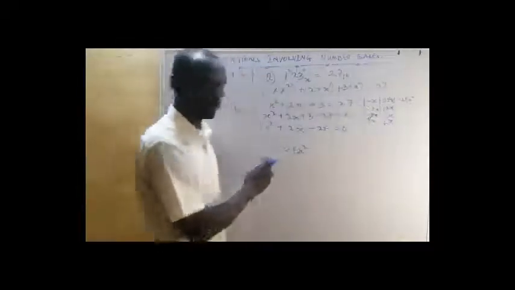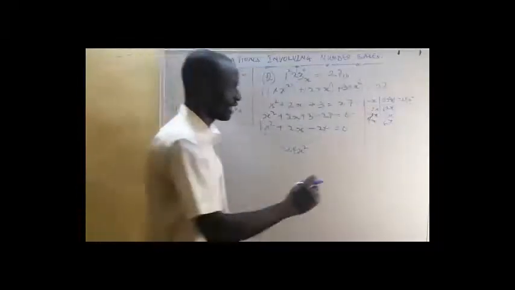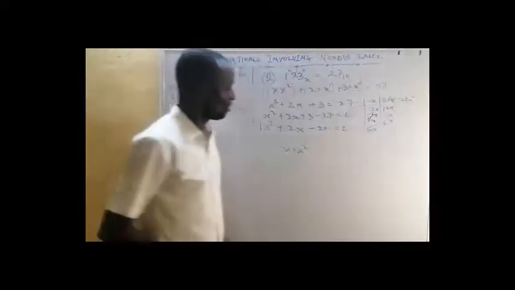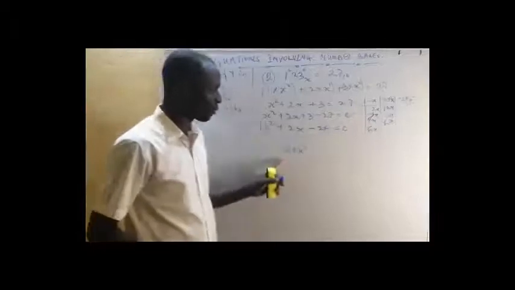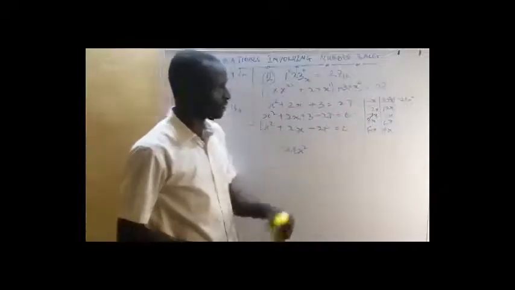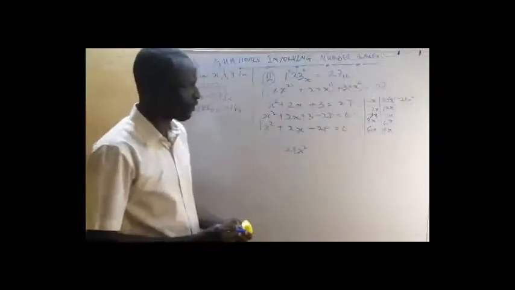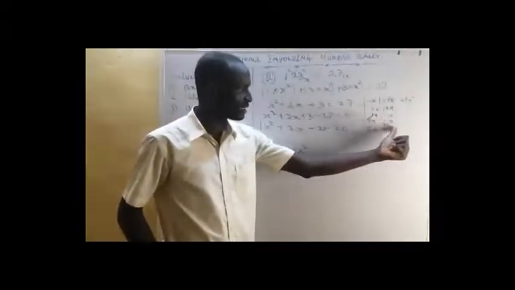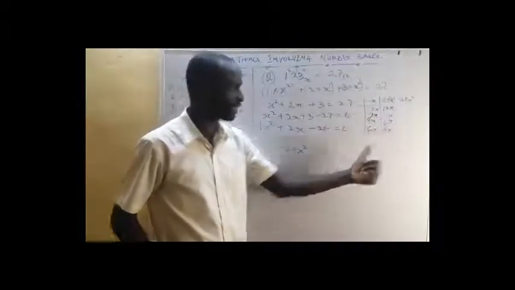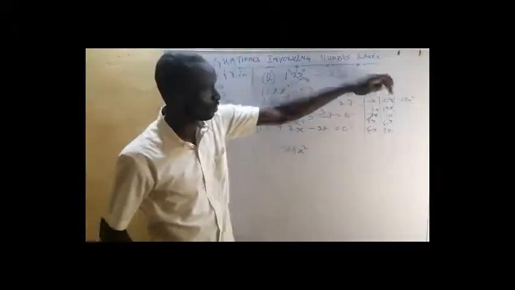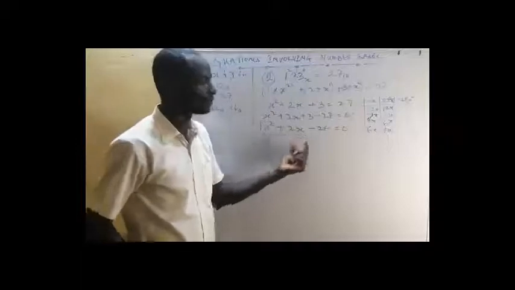Will 5 be a factor of 24? No. The next is 6. Minus 6x. What will I multiply with minus 6x to come up with 24x squared? 4x. Now, if you observe this, we have come to the point of minus 4x multiplying 6x and 6x multiplying 4x.